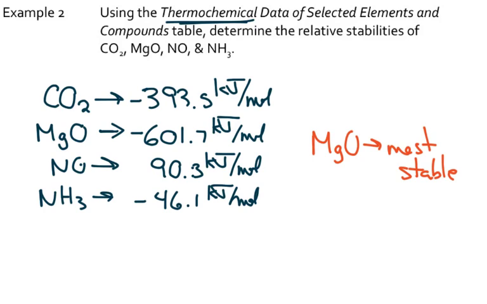And we have one compound that is endothermic when it's formed, so it needs to take in energy in order to form. It exists at a higher energy state, meaning it's highly unstable. So NO is the least stable compound of this list.